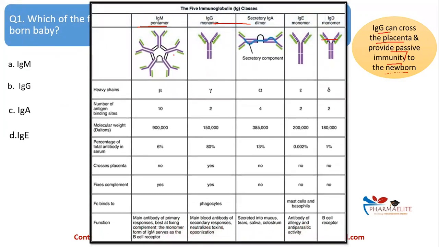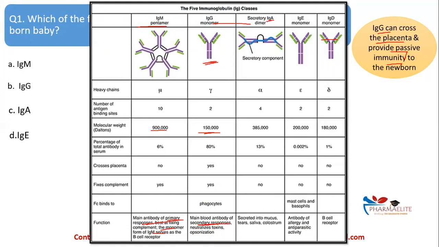IgM, it is a pentamer. You can see it is a pentamer, so it will have the highest molecular weight and it is mainly involved in primary responses, maintaining responses. That is, it binds to the monomer and forms IgM, which serves as a B cell receptor. Next is IgG. This is a dimer. It is having a less molecular weight as compared to IgM. It mainly binds to the blood antibodies and is involved in secondary responses. So ये IgG का function हुआ.